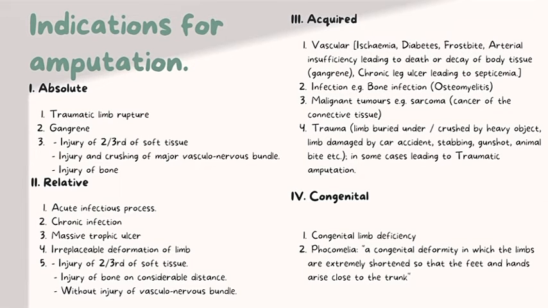Thirdly, we have acquired. We have vascular, like ischemia, diabetes, frostbite, arterial insufficiency leading to death or decay of body tissue. Chronic leg ulcer leading to septicemia. We have infection, for example, osteomyelitis. Malignant tumors like sarcoma. Trauma, or limb buried under, crushed by heavy objects, limb damaged by car accidents, stabbing, gunshot, animal bite, in some cases leading to traumatic amputation. And lastly, we have congenital. Congenital limb deficiency or phocomelia, a congenital deformity in which the limbs are extremely shortened so that the feet and hands arise close to the trunk.